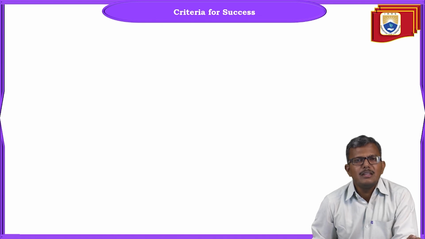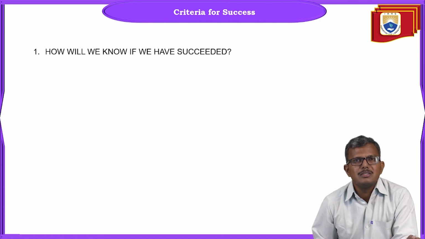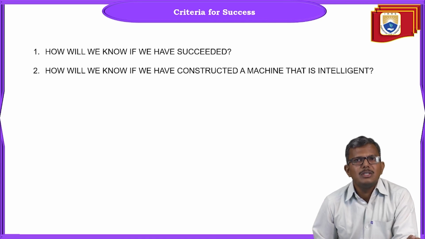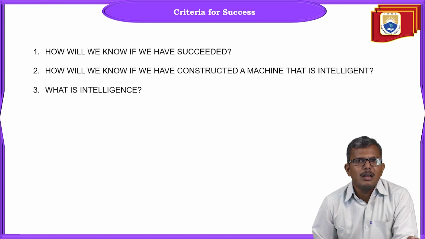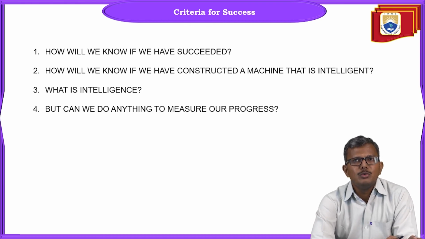And what will be the criteria of success? When can we say that we have succeeded? So the question we are raising ourselves is, how will we know that we have succeeded? And also, how will we know that we have constructed a machine that is intelligent? And what is intelligence? We need to understand this particular thing also. But can we do anything to measure our progress? This is also very, very important.